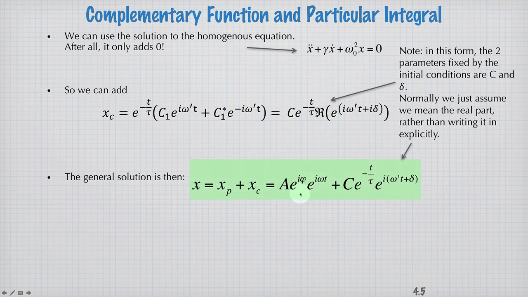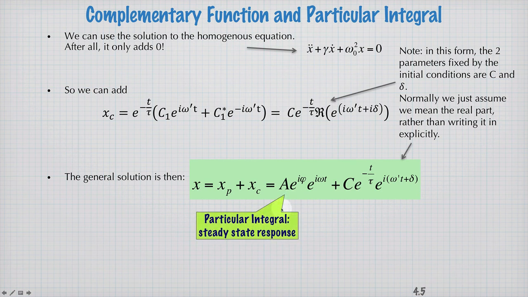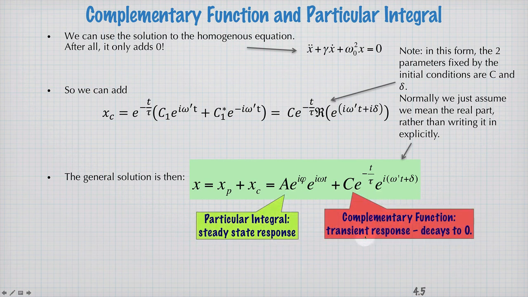So we have this part here that describes the response of the system in the steady state after it's been evolving for a long period of time, and this is the transient response that decays to 0 with some time constant tau. A mathematician would call this the particular integral, that's a steady state response, and the complementary function is a transient response that decays to 0.